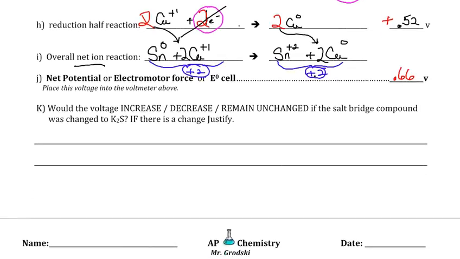Moving forward, let's go to, or actually going downward, are we? In any case, let's go to K. Okay? All right, you got it. Would the voltage increase, decrease, or remain unchanged if the salt bridge compound was changed to K2S? Let's think about this. K2S.